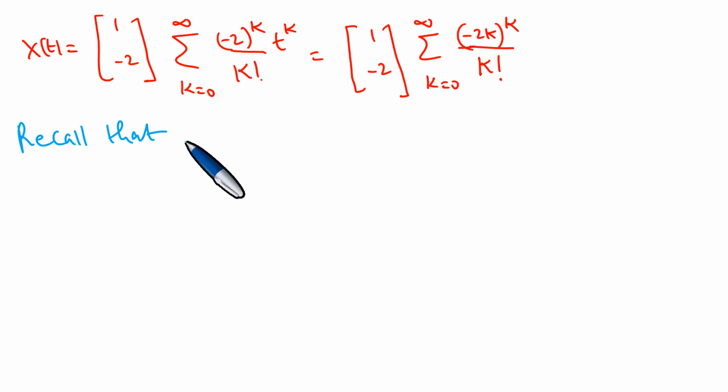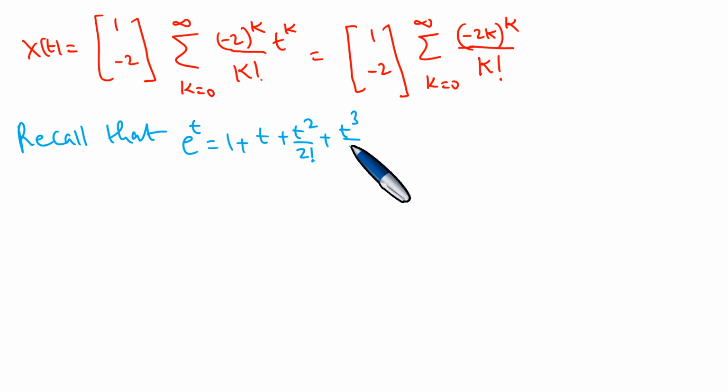We recall that in mathematics, e to the power t is 1 plus t plus t squared over 2 factorial plus t cubed over 3 factorial and so on. Okay, so this is the summation. So you can write this k equals 0, and then write here t to the k over k factorial.